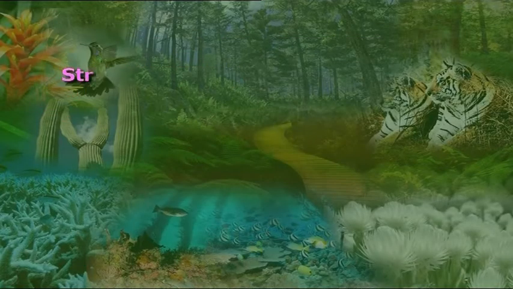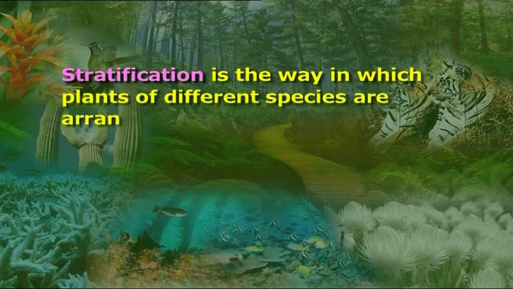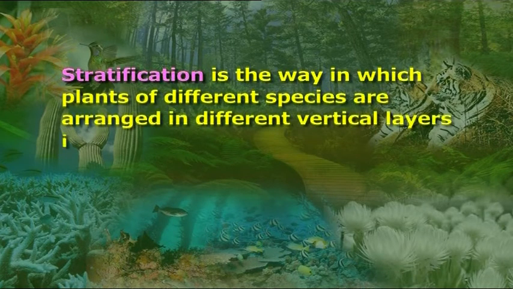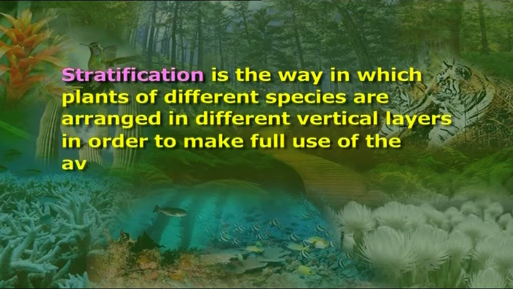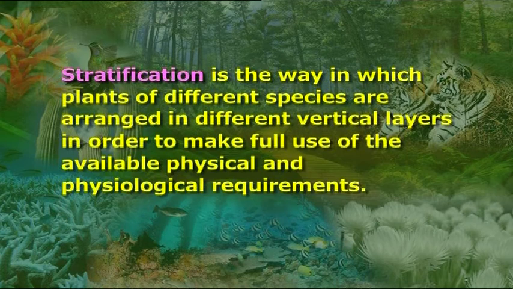Stratification. Stratification is the way in which plants of different species are arranged in different vertical layers in order to make full use of the available physical and physiological requirements.